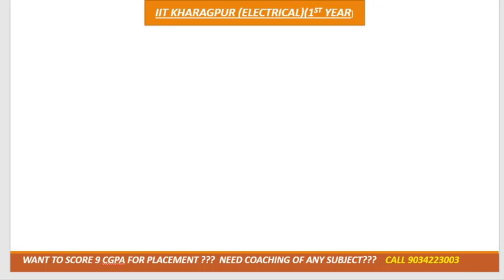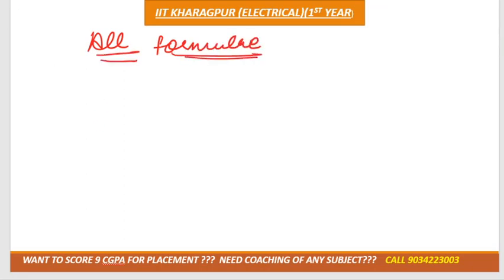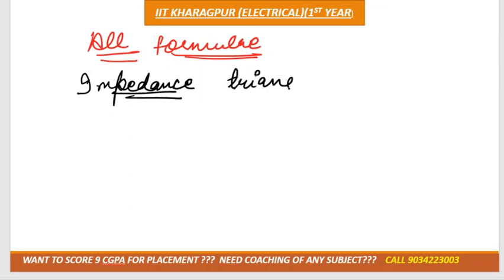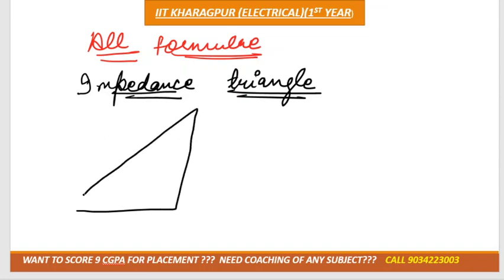Next, we study all the formulas which we are going to use in the AC circuit, and all those formulae come from a single triangle. That triangle is known as the impedance triangle. Understood? So the impedance triangle is like this. It's a perpendicular right angle triangle.